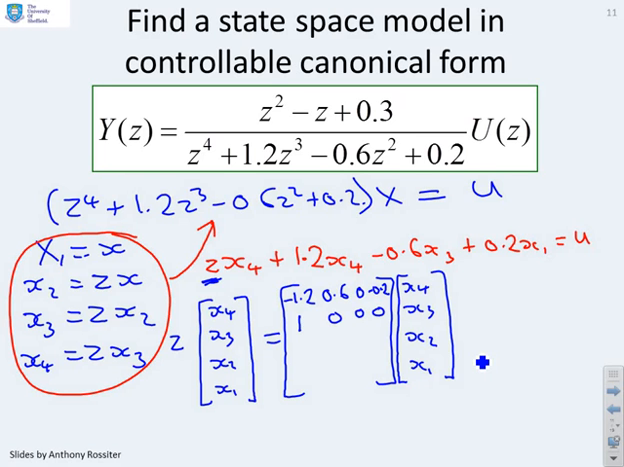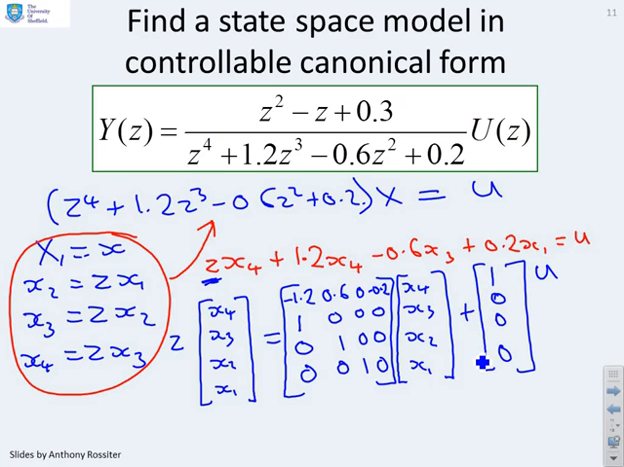x2 is zx1. So you get 0, 1, 0, 0. And I've missed something here. And zx1 is x2. So I get 0, 0, 1, 0. There we go. And I add my input, and you see I've got 1, 0, 0, 0 into U. So that's my A and B matrix.